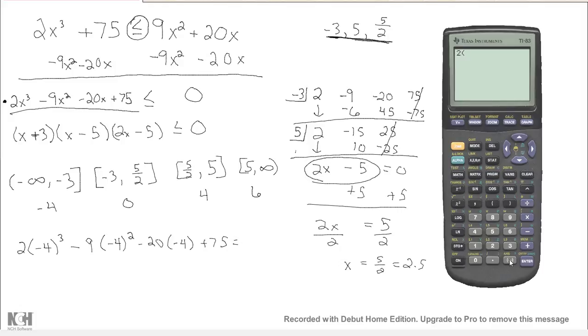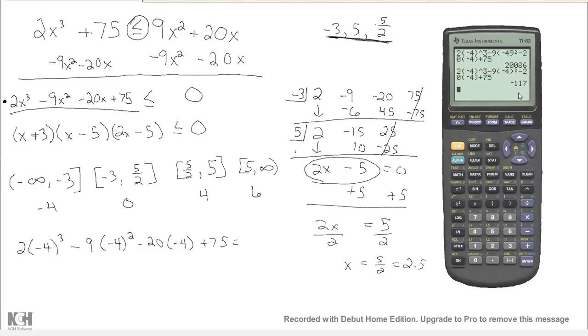2 times negative 4 to the third minus 9 times negative 4 squared minus 20 times negative 4 plus 75 is 20,000. Let's see if the graph agrees with me there. It does not. So what did I do wrong? Oh, I see what I did wrong. Do you see what I did wrong? I missed the parenthesis and put a 9 there. Let's try that again.